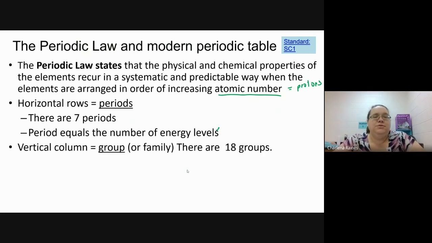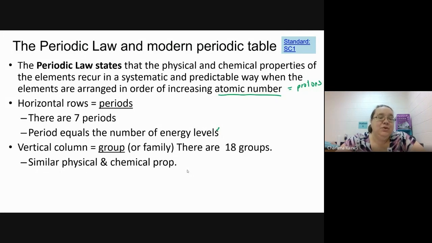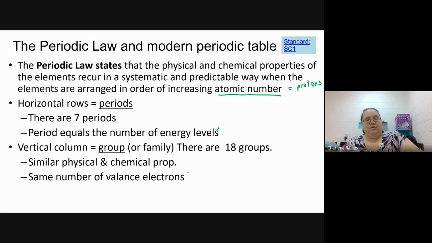So our columns, our groups, are known as our families. There are 18 of them, and elements that are in the same family tend to have very, very similar physical and chemical properties. The reason they have very similar chemical properties is because they have the same number of valence electrons. So if you don't remember from physical science, valence electrons are the electrons that are in the outer energy level.